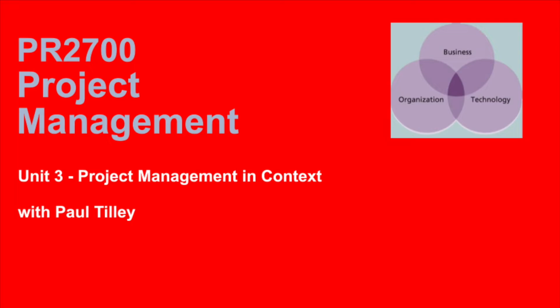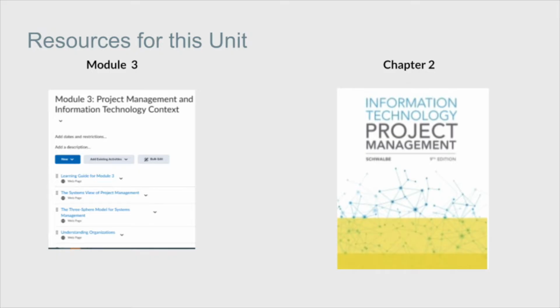projects. So let's begin. The first thing you want to do is look at what are the resources for this particular module or particular unit. First of all, I'd like you to look at Unit 3 or Module 3, Project Management and Information Technology and Context. I'd like you to give that a good overview, and then as we go through, go into it in more detail. Also, you need to read Chapter 2 of the textbook Information Technology and Project Management.